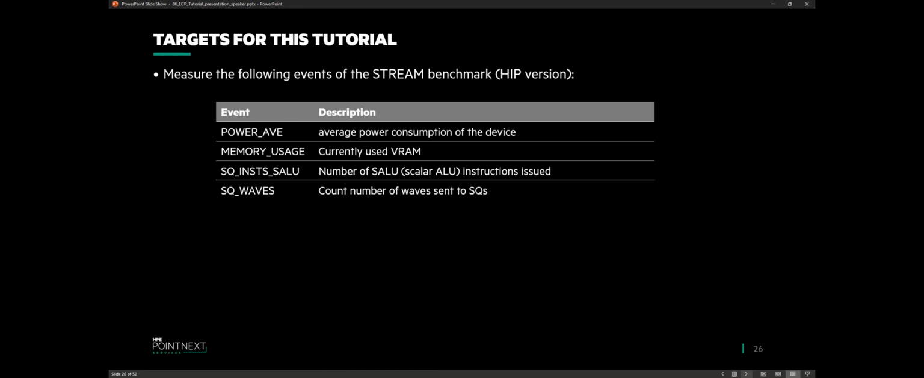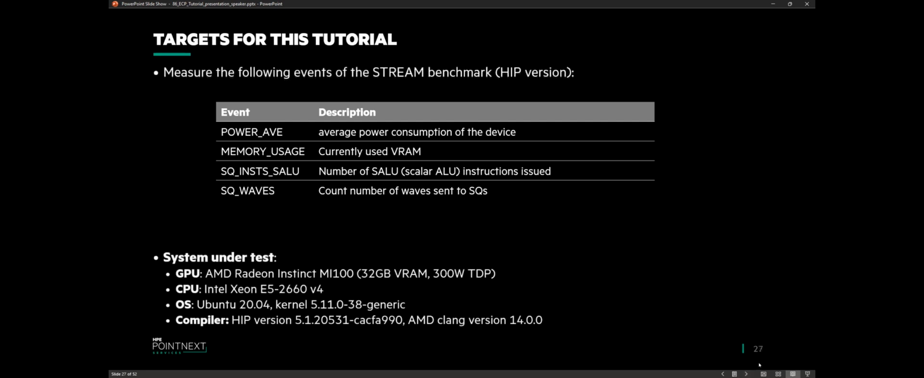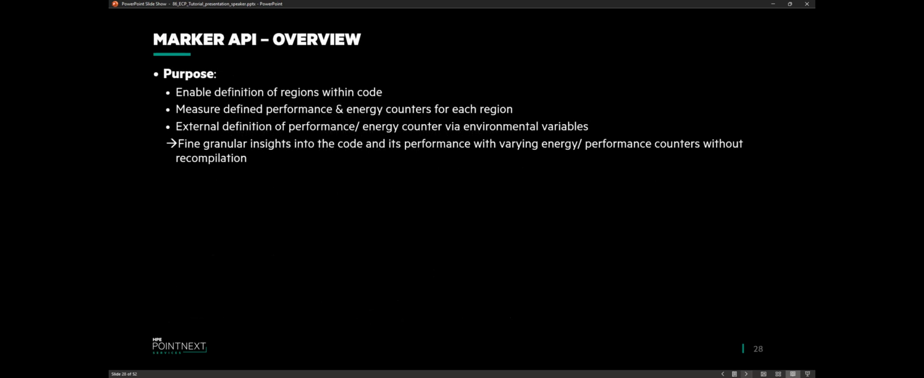This is just an arbitrary set of events that I've chosen, first of all, due to my background with regards to energy efficiency, as well as with regards to the computing capabilities. The system under test is a system with two MI100 GPUs, but for the sake of this tutorial, we've only used one of these two AMD Radeon Instinct GPUs. All right, let's go into the marker API.